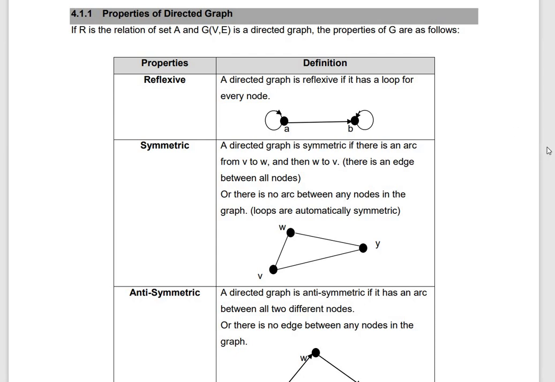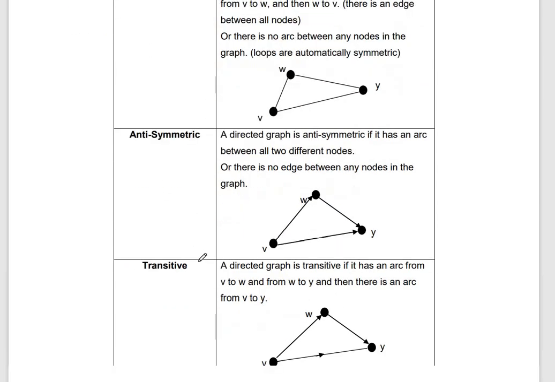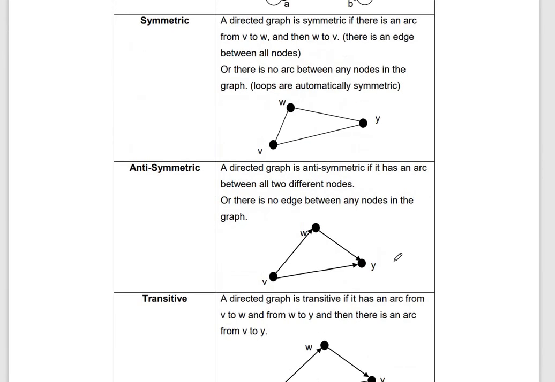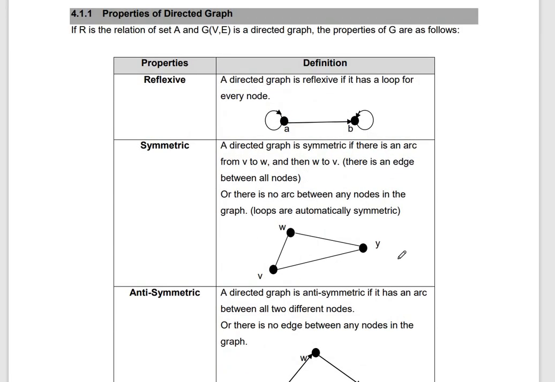Okay, next we move to 4.1.1 properties of directed graph. If R is a relation of set A and G is the directed graph, the properties of G are as follows. So the properties untuk directed graph ni sama macam properties yang mana kita belajar dalam relation hari tu. Dia akan ada reflexive, symmetry, antisymmetric and transitive. Cuma now it is in terms of directed graph.